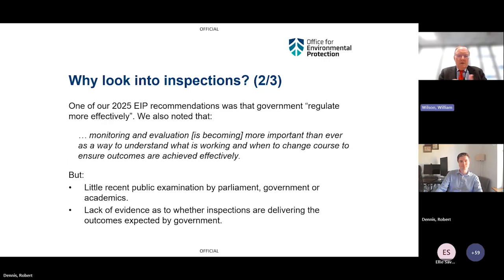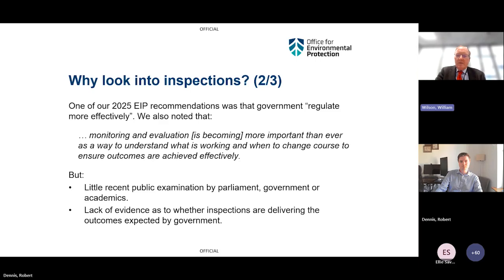One of our recommendations this year on the government's environmental implementation plan was that government regulate more effectively, and that the OEP noted that monitoring and evaluation is becoming more important than ever as a way to understand what's working and when to change course to ensure outcomes are achieved effectively.